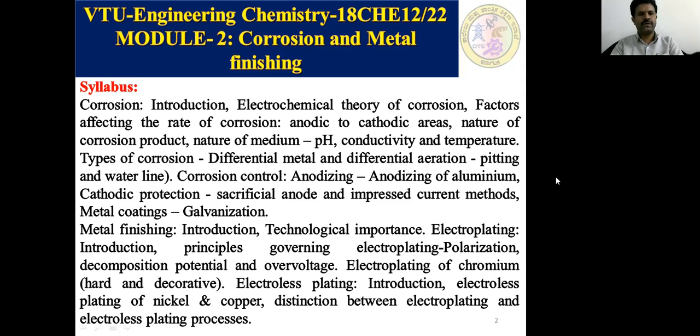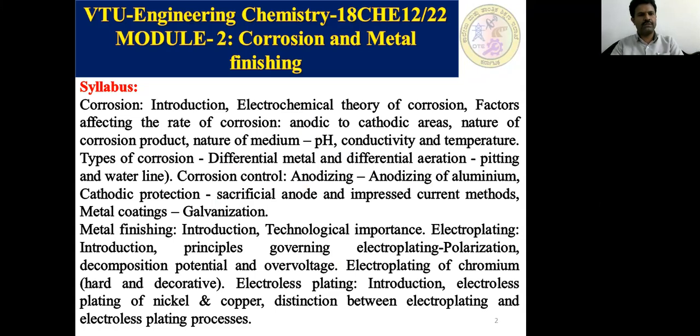types of corrosion, in which differential metal and differential aeration, pitting, and waterline corrosions, which are examples for differential aeration corrosion. Corrosion control, which includes anodizing, with an example, anodizing of aluminum. Cathodic protection methods, such as sacrificial anode and impressed current methods. Metal coatings, with example, galvanization.